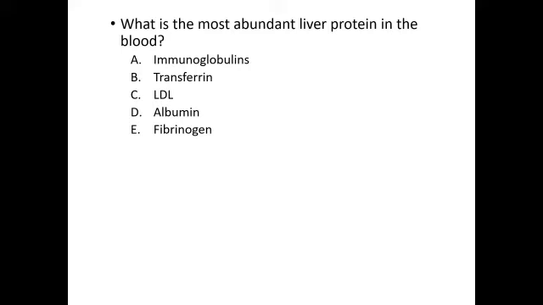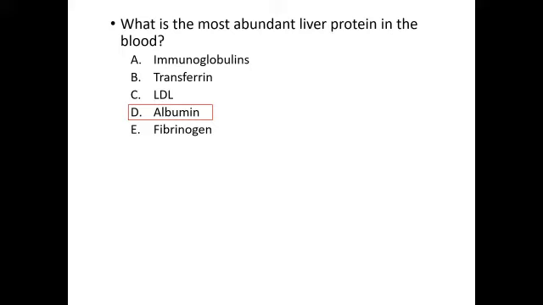Albumin is about 60% of the plasma proteins, and so that is indeed the correct answer. And finally, fibrinogen. This is one of those inactive proteins that is involved in the clotting process. However, it is not the most abundant liver protein. So the answer here is D, albumin.